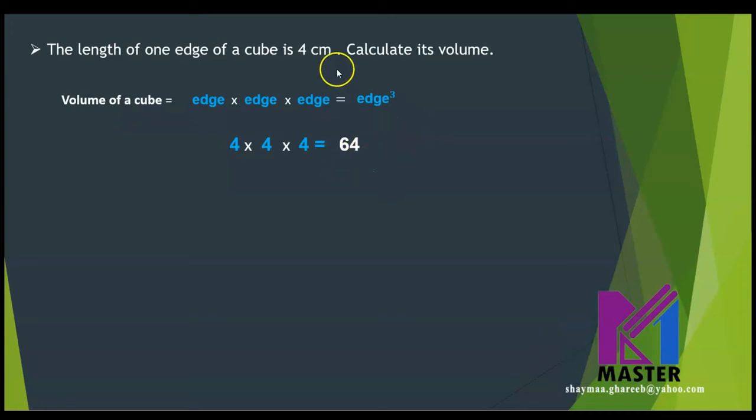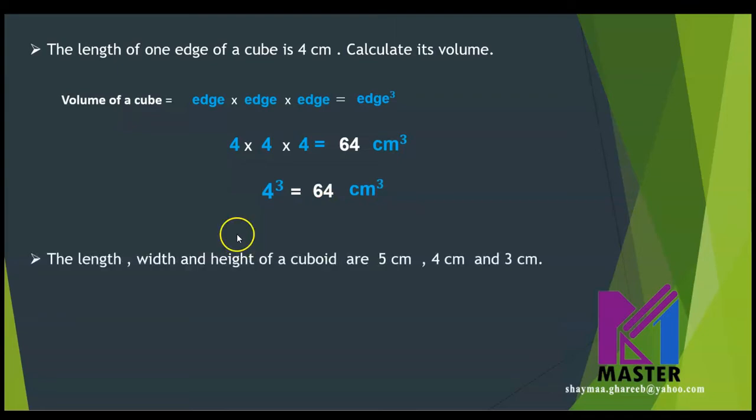And what about the unit? Here it is centimeters, so it will be cubic centimeters. We can also write it as 4 to the power of 3 equals 64 cubic centimeters. Is this clear now? Now let's see the second example.